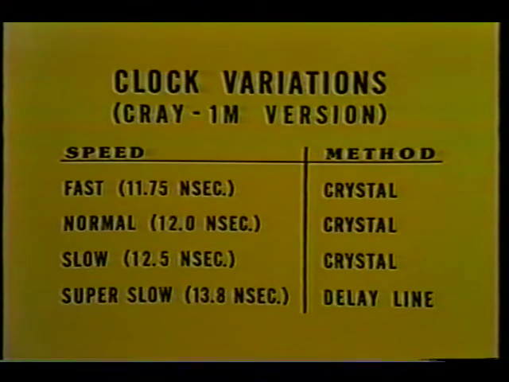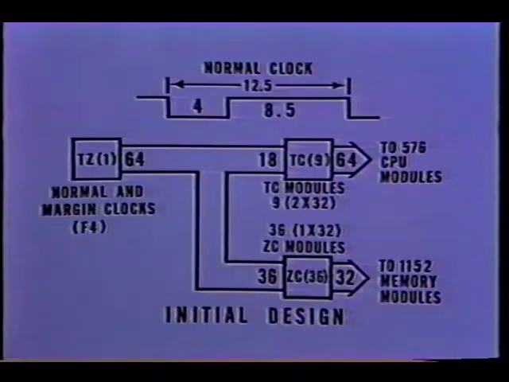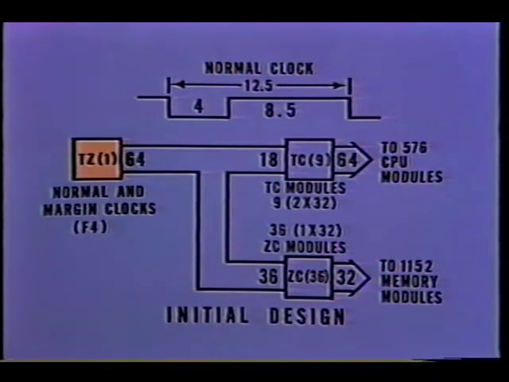Now let's take a look at the block diagram for each of the 3 possible clock circuit variations. The block diagram shown reflects the initial clock design. The TZ module in location F4 performs 3 functions. Based upon the speed select switch on the power distribution unit, one of the 4 clock speed circuits is activated.